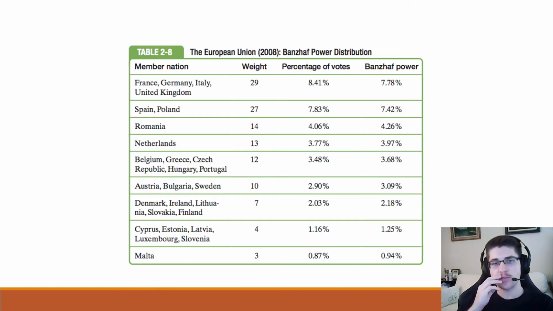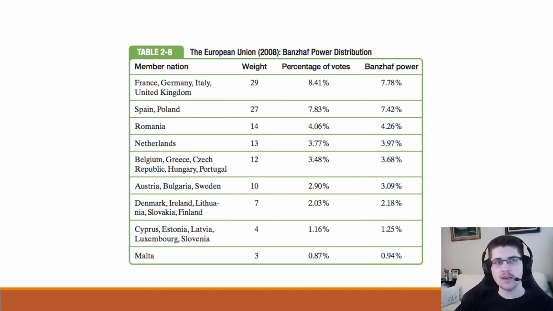One other example, just to look at the numbers in a more specific scenario, is the European Union. And I also wanted to talk about what is our end goal. What is this Banzhaf power distribution? What is the Shapley-Shubik power distribution? Like, what is the end goal for what we're trying to mathematically calculate in this chapter? But let's look at the European Union.